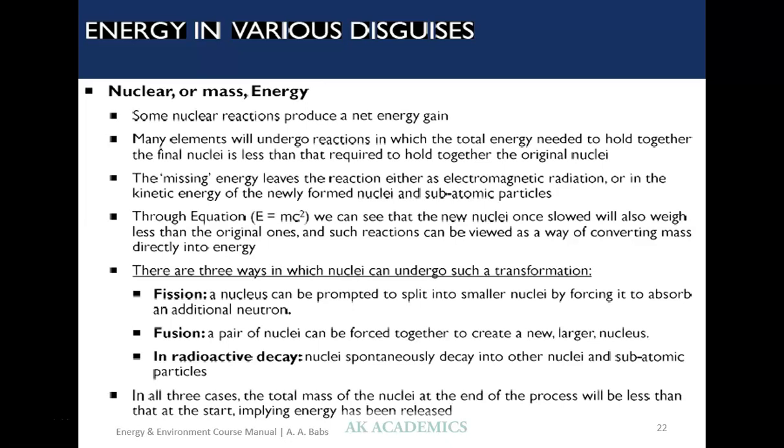In fission, a nucleus can be prompted to split into smaller nuclei by forcing it to absorb an additional neutron. While in fusion, a pair of nuclei can be forced together to create a new, larger nucleus. In radioactive decay, nuclei spontaneously decay into other nuclei and subatomic particles. In all of these three cases, the total mass of the nuclei at the end of the process will be less than that at the start, implying that energy has been released or converted to another form.